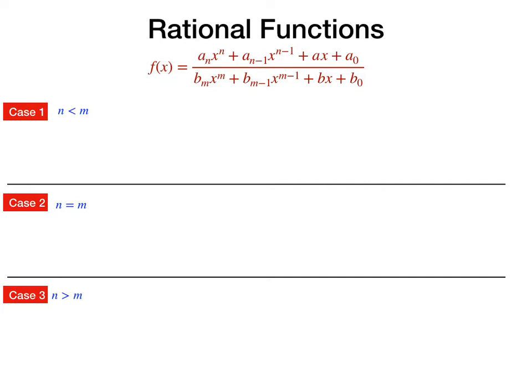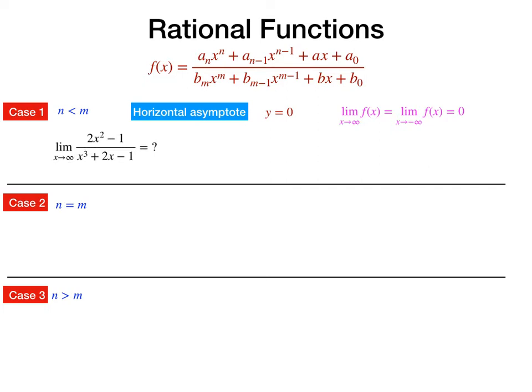Let's discuss the first case, when n is less than m. That is when we have one horizontal asymptote, which is y equals 0. That leads us to the limit of f of x when x goes to either positive infinity or negative infinity being equal to 0.